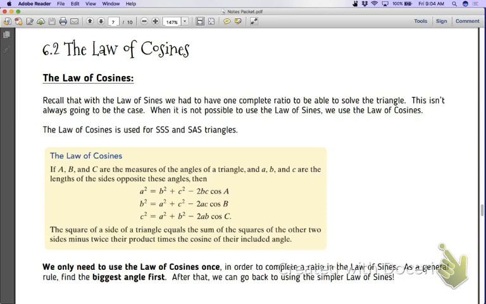Law of cosines, you're going to use whenever the only thing you have is all sides, and whenever you only have two sides and an angle. The reason you have to use law of cosines when you have two sides and an angle is because you don't have the opposite angle or the opposite side of the actual angle that you have. So that's why you have to use law of cosines.